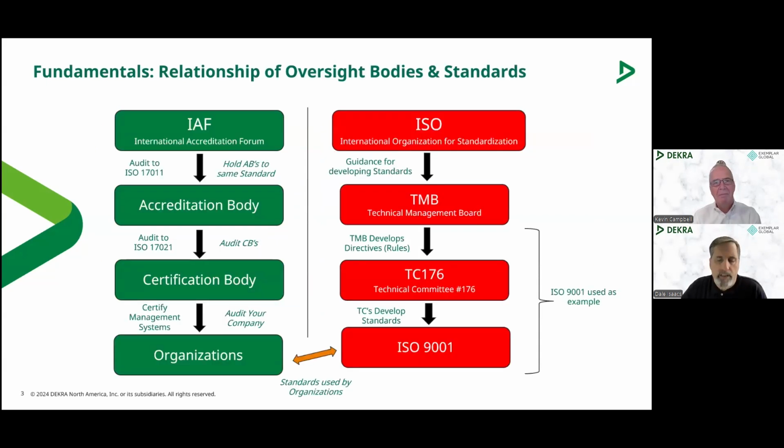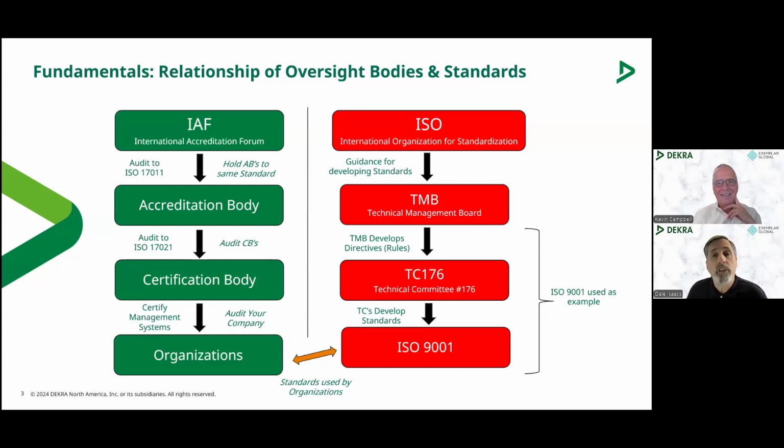So, some of the fundamentals: the relationship between oversight bodies and ISO standards. On the left-hand side of your screen, you can see the IAF, the International Accreditation Forum, the oversight body that holds all accreditation bodies worldwide to the same standards. Accreditation bodies, of course, audit certification bodies, or CBs. CBs come in and audit your organization to certify your management systems to established standards.